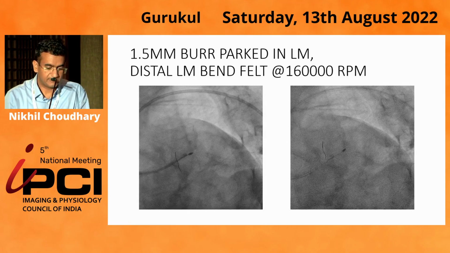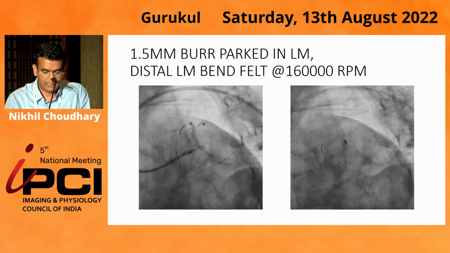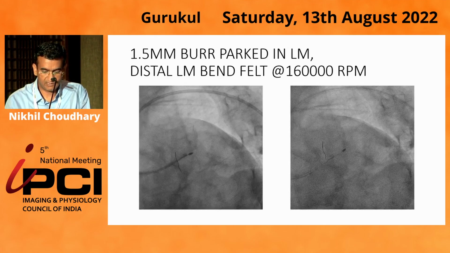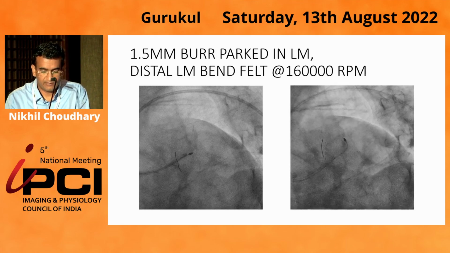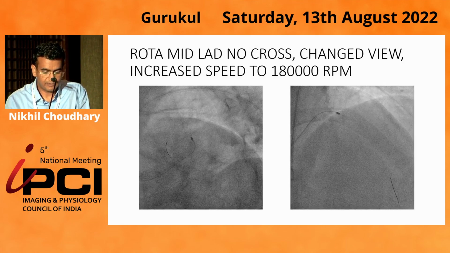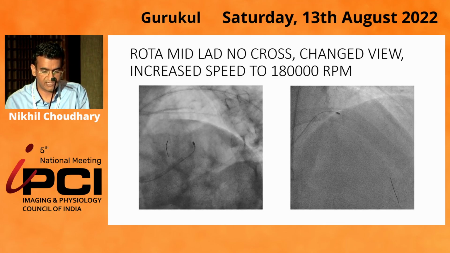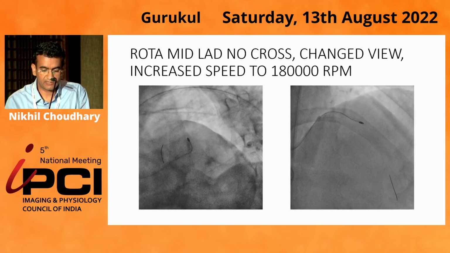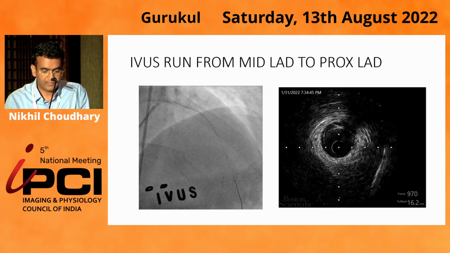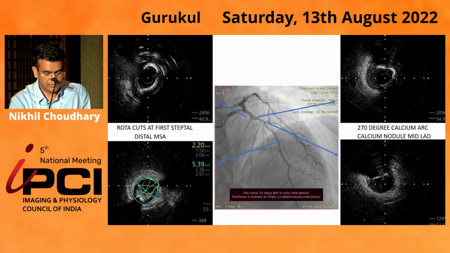So with this imaging, I started with rotablation, parked a 1.5 mm burr and crossed the distal left main to LAD at 160,000 RPM. Beyond that, my burr was not negotiating, so I changed the view and increased the speed. After that, I was able to negotiate into the mid-LAD. And this was the IVUS run, and I'll just summarize here.